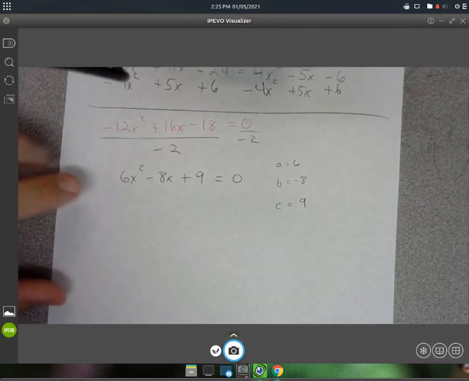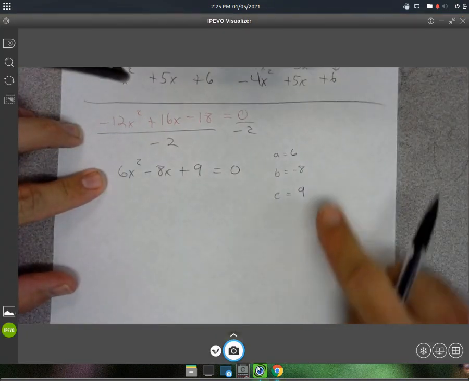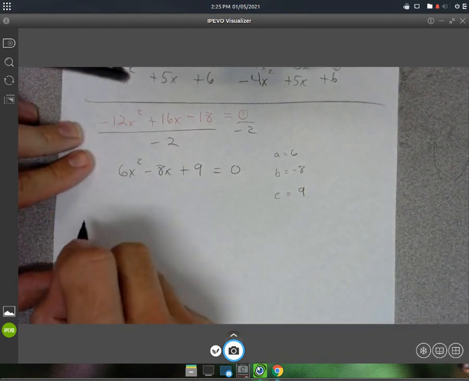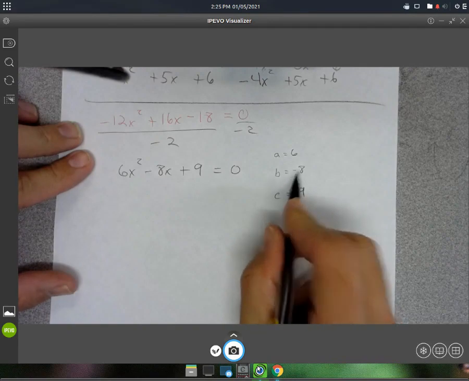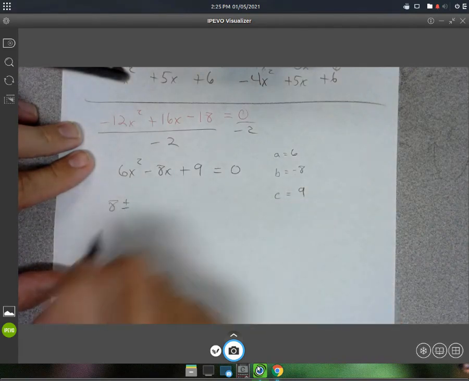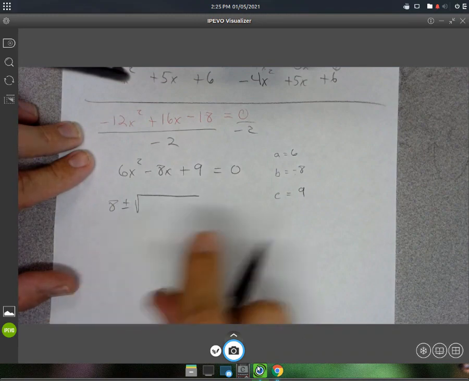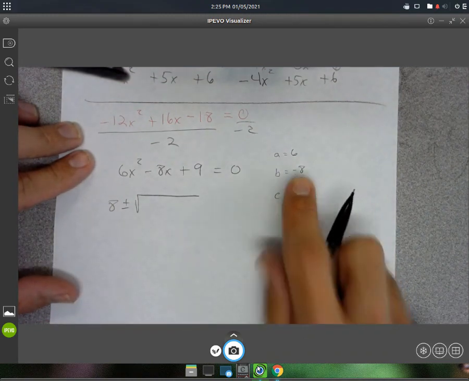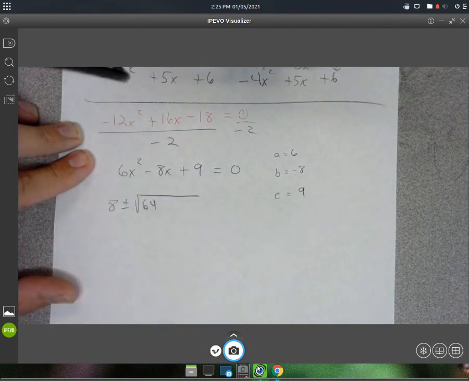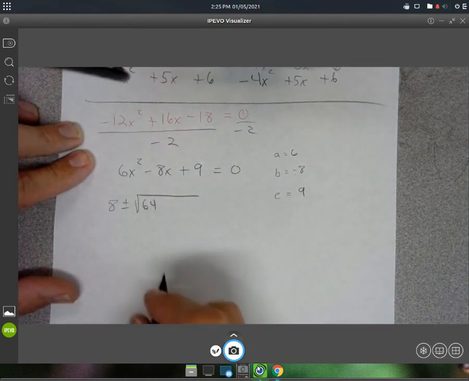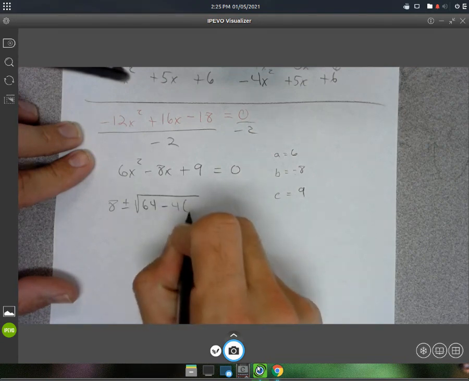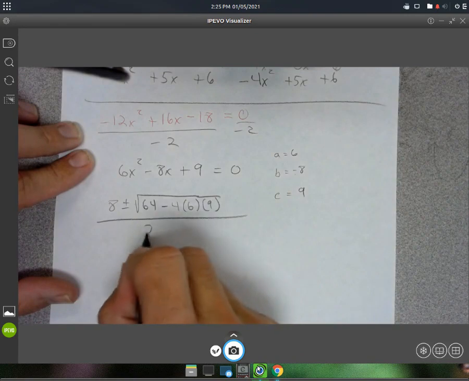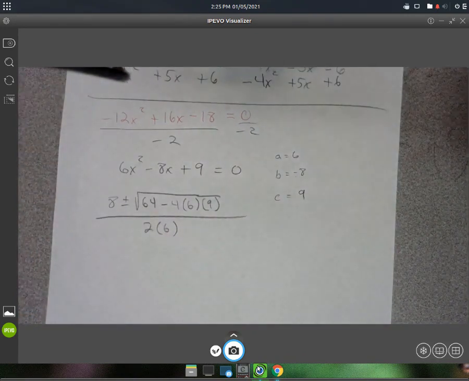All right, sorry I had to stop there. So A, B, and C are labeled here for us. Let's go ahead and plug it in. So negative B is going to be positive 8 plus or minus square root of B squared. So B squared is going to be negative 8 times negative 8. So that's positive 64. It's always positive right there on that B squared. Minus 4 times A times C all over 2 times A.